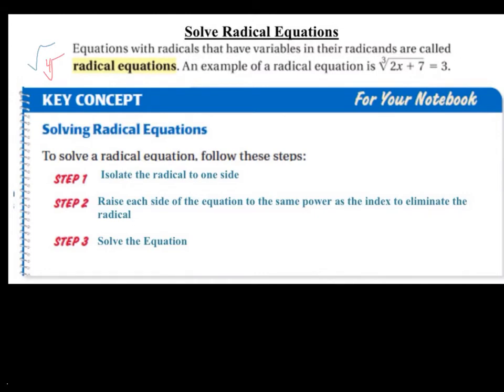The first one is that you are going to want to isolate the radical to one side. So if there's the radical plus something, you're going to want to move that plus something to the other side. Or if it's something multiplied by the radical, you're going to want to divide by that value to get just the radical by itself. Step 2 says raise each side of the equation to the same power as the index to eliminate the radical. Solve the equation.